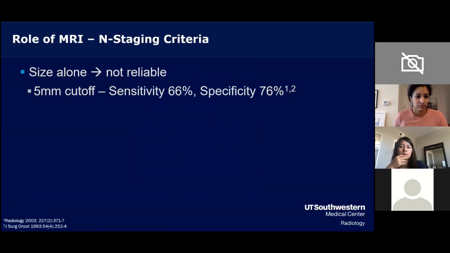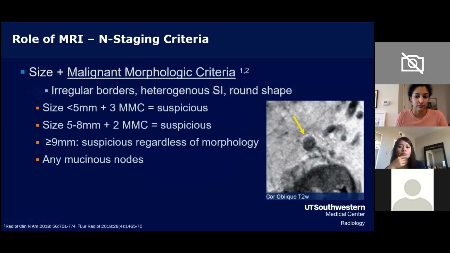All right, how about nodal stage? So, traditionally people have talked about a 5 millimeter size cutoff to call involved lymph nodes, but it turns out that it's very low sensitivity and specificity. So what you want to look for is the malignant morphologic criteria. And what this is, is irregular borders of the lymph node, heterogeneous signal intensity, or round shape.